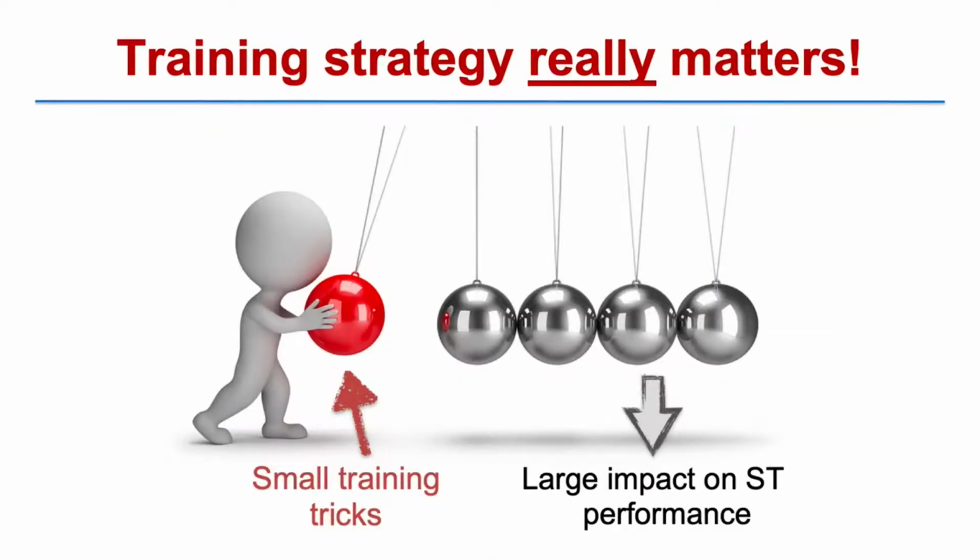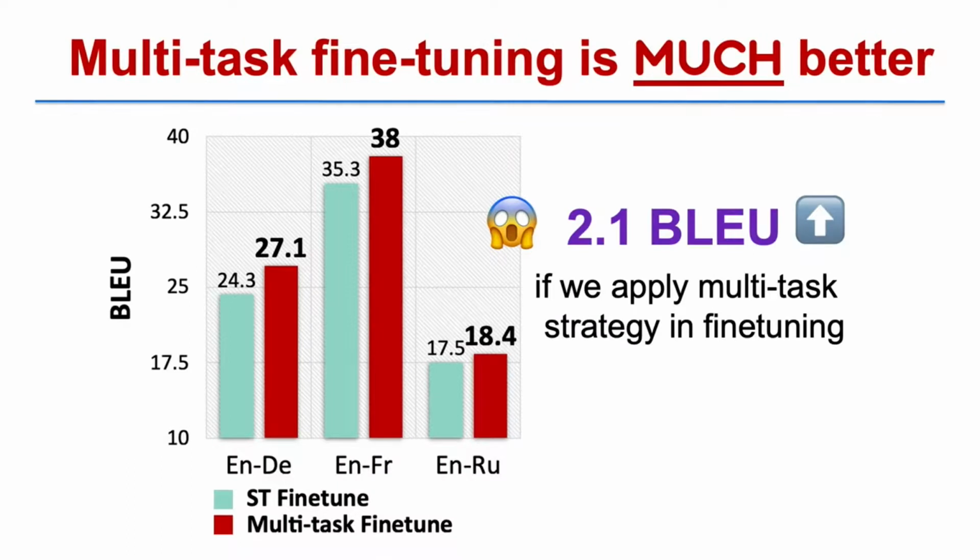Previously, in the method part, we emphasized the progressive multitask training strategy, and here we do an ablation study on English to German, French, and Russian to empirically show that small training tricks make a large impact on ST performance. First, we find that multitask fine-tuning is much better than fine-tuning only on speech translation ST supervision. This is pretty different from what we find in other NLP tasks. We get an average of 2.1 BLEU increase if we apply multitask fine-tuning, and we claim that this is due to the small scale of the dataset, and the multitask training makes the model less likely to overfit the training set.